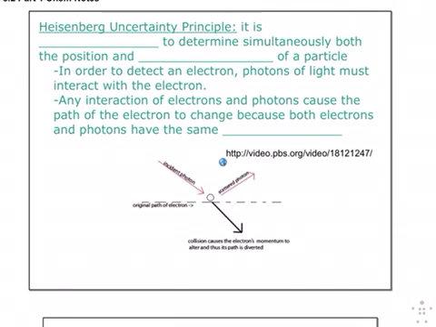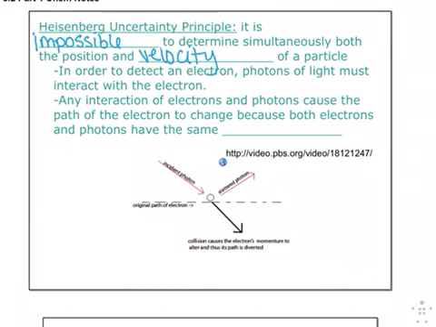All right, that brings us to the Heisenberg uncertainty principle. Heisenberg, not the meth guy from Breaking Bad, says it is impossible to determine simultaneously both the position and velocity of a particle.